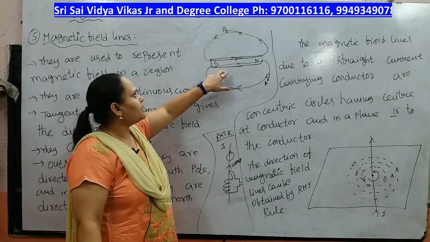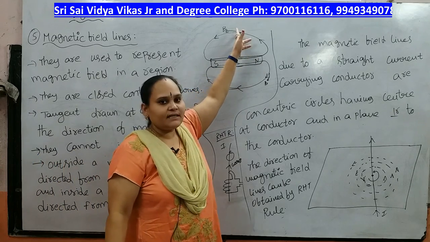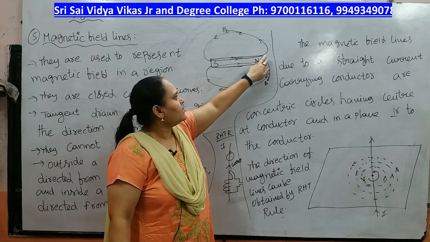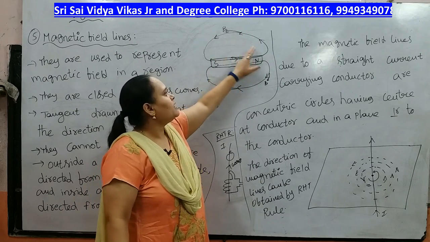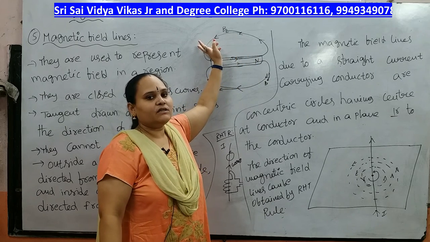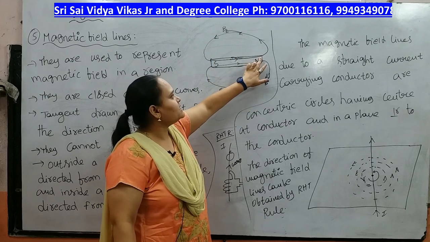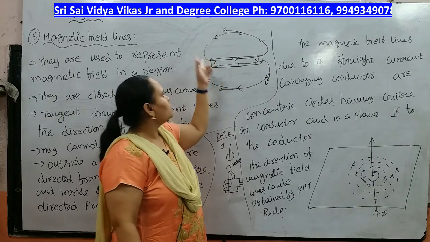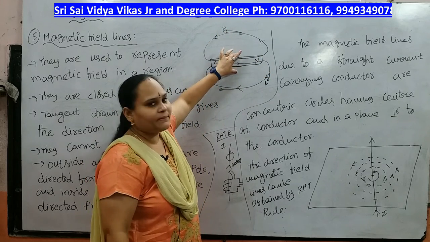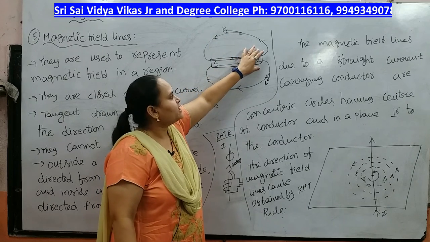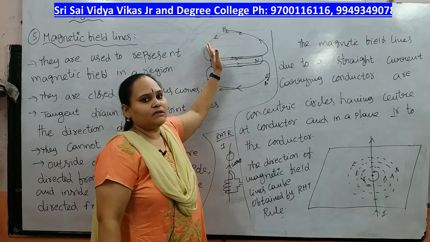Observe here: outside the magnet, the lines move from north to south. Observe the arrow indication. The magnetic lines travel from north to south outside the bar magnet.